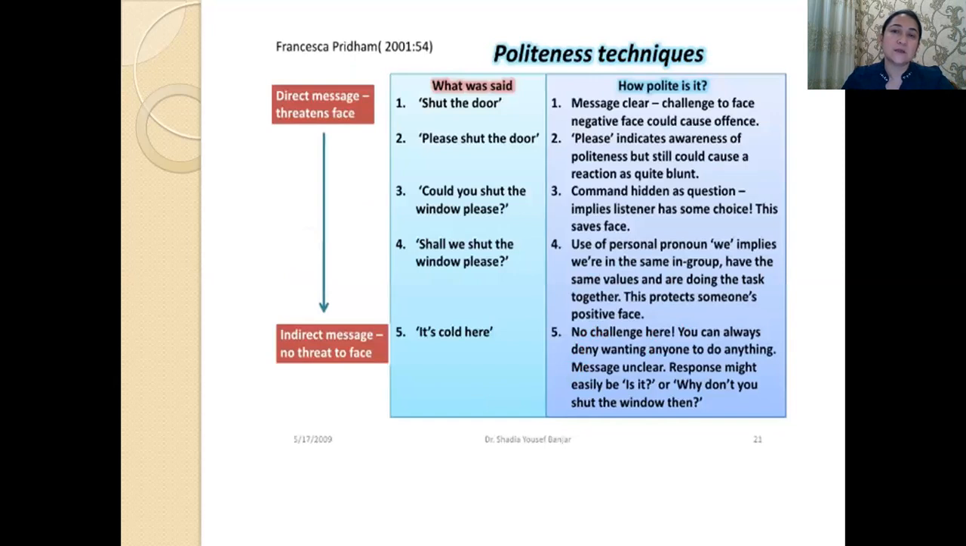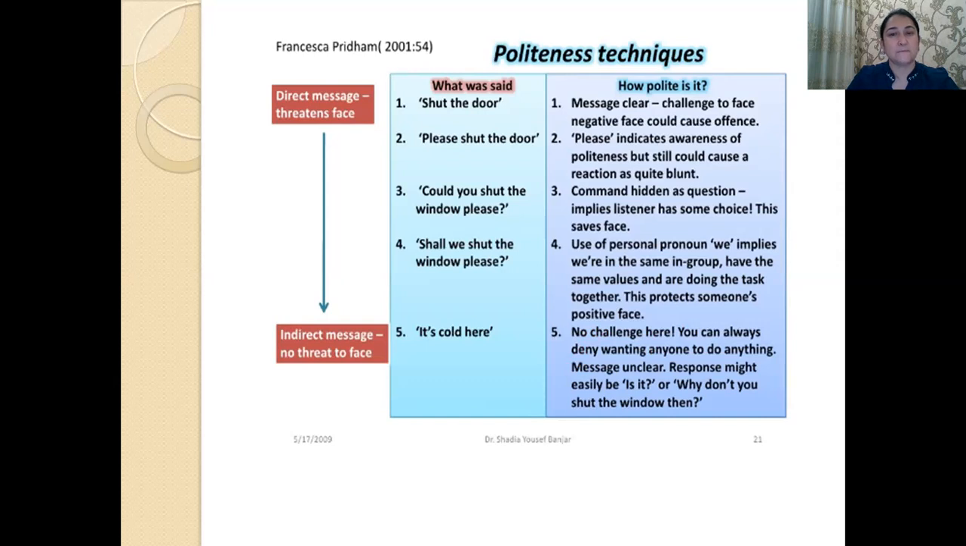And now let's discuss politeness techniques. What was said and how polite is it? The first example, shut the door. This is an imperative clause, as you know. Here the message is clear. Challenge to negative face could cause offense. The next example, please shut the door. Here please indicates awareness of politeness, but still could cause a reaction as quite blunt. The next one, could you shut the window please? Command hidden as question implies listener has some choice.